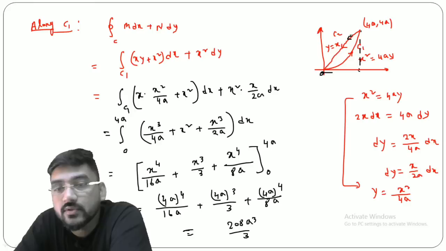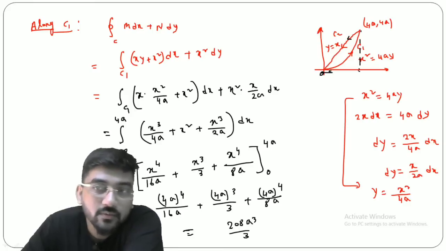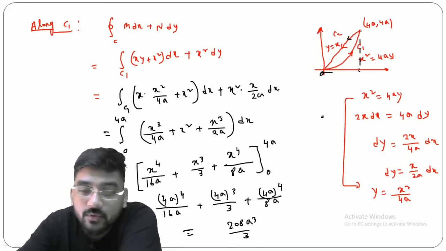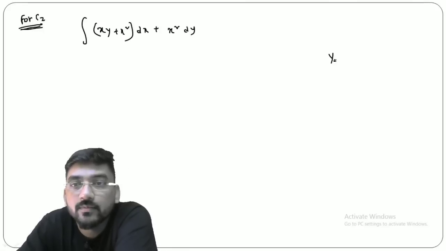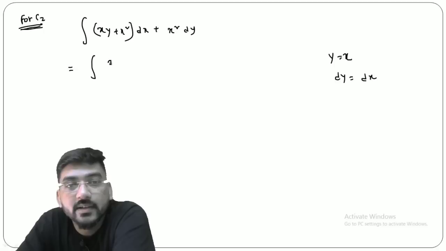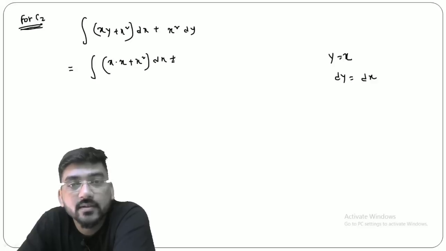So y is equal to x. So x will vary from 4a to 0 now. The limit will now be 4a to 0. And we have to put y is equal to x here. So dy will be just dx. So what will it be? It will be the integration of x into y, which is x again, so x into x plus x square, into dx, plus x square into dx.